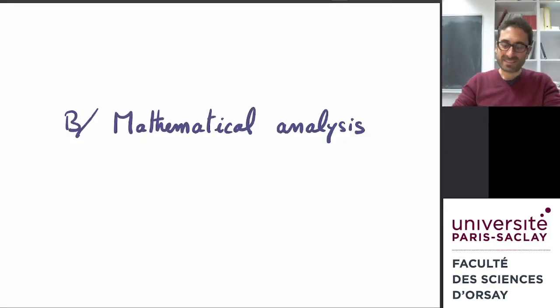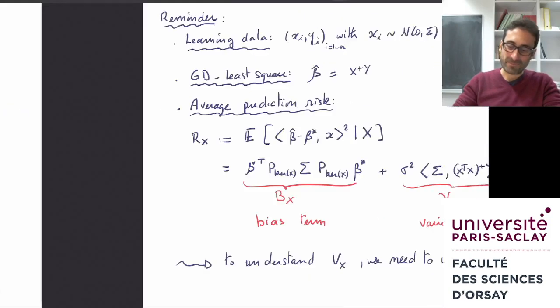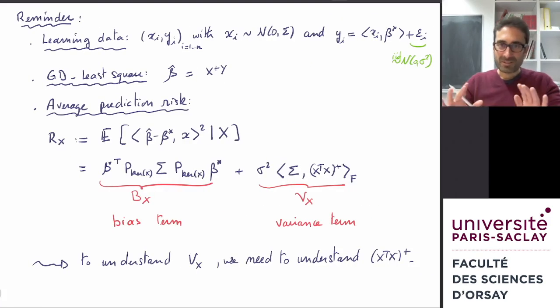So let us start our mathematical analysis. I'll just do a short summary of what I have as a recap. We have some learning data points, x_i, which follow the Gaussian distribution N(0, Sigma), and now we consider any Sigma. What we observe is y_i, which is a scalar product between x_i and some unknown beta star, and which is corrupted by a noise which is i.i.d. Gaussian with variance sigma squared.